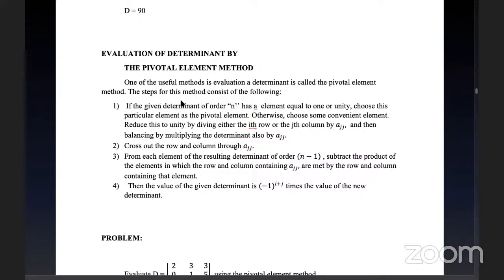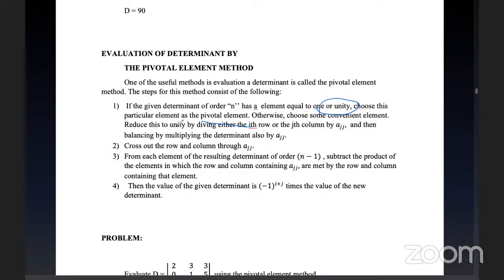by following these steps. So if the given determinant of order n has an element equal to 1 or unity, choose this particular element as pivotal element. Just like what we did sa matrices, di ba? We use yung 1 as our pivot. So yun yung gamitin natin na pivot natin, yung unity or 1. Otherwise, choose some convenient element, reduce this to unity, like what we did dun sa nag-normalize tayo, di ba, sa matrices para maging 1 siya.